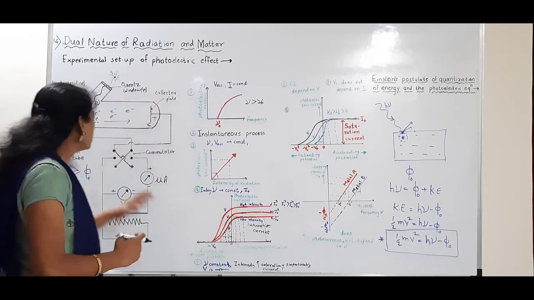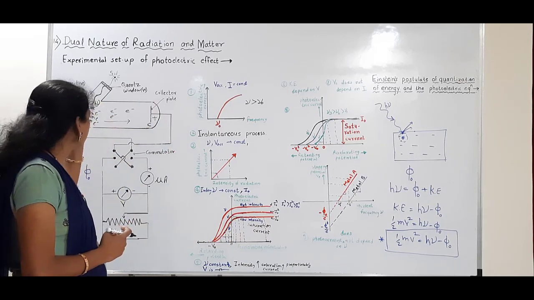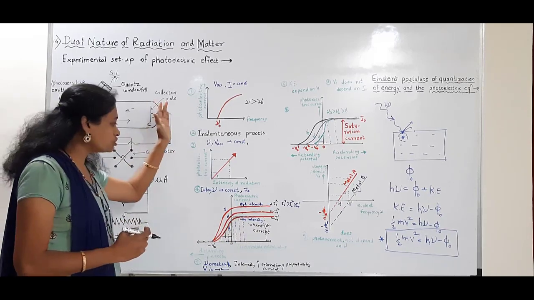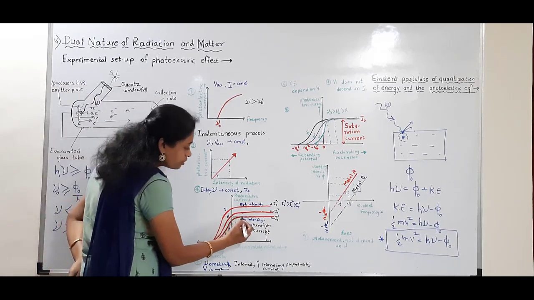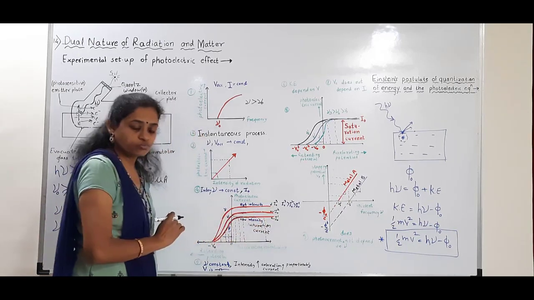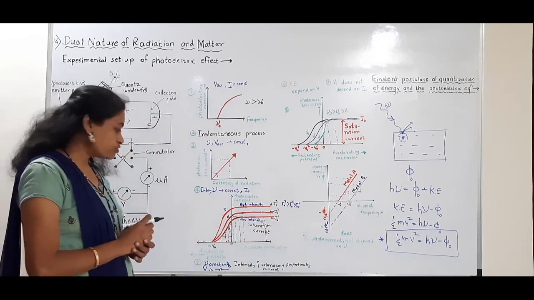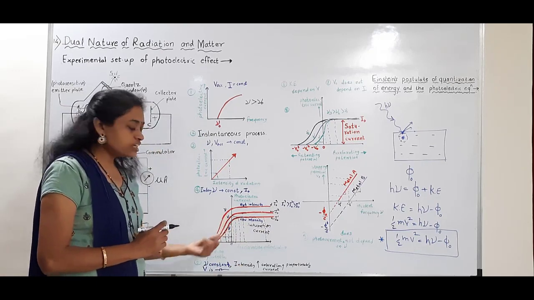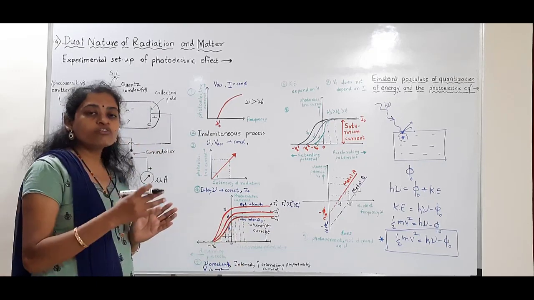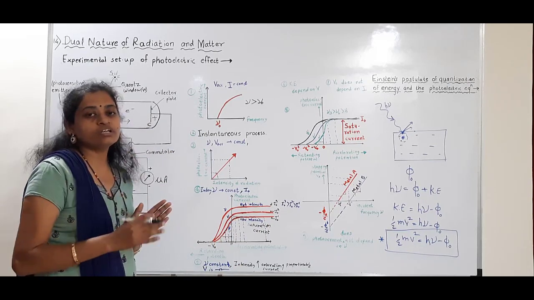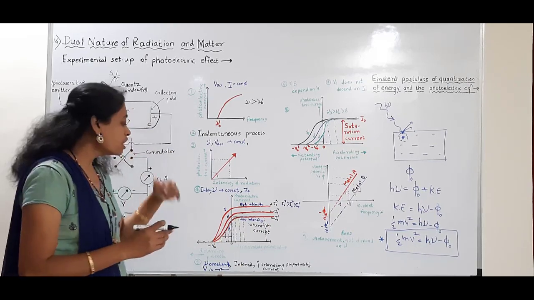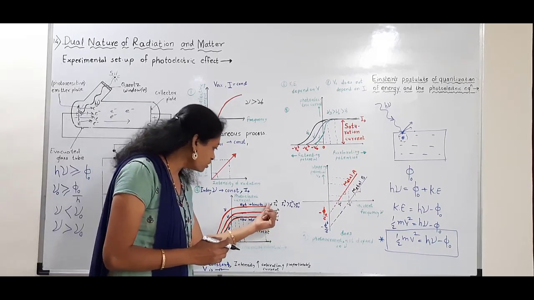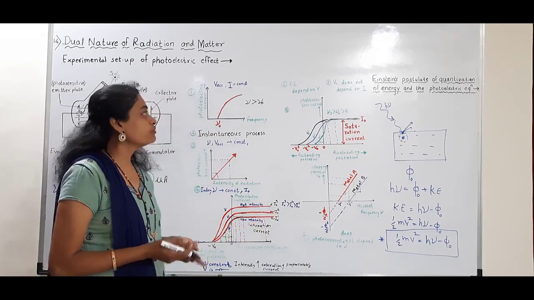And what happened? If all the electrons emitted from the emitter reach the collector, we get this saturation current I0. Also we can observe that as the intensity of incident radiation increases, means the number of photons incident per unit time per unit area increases, therefore saturation current also increases.